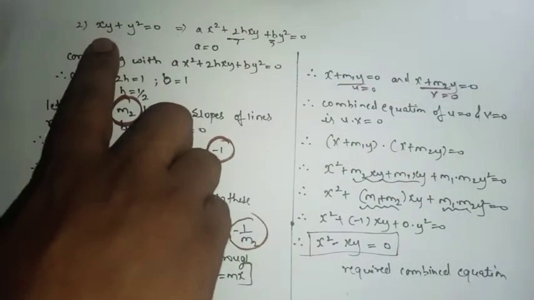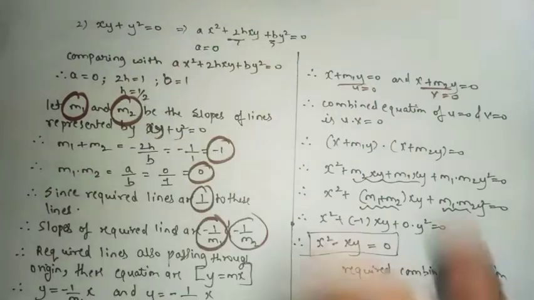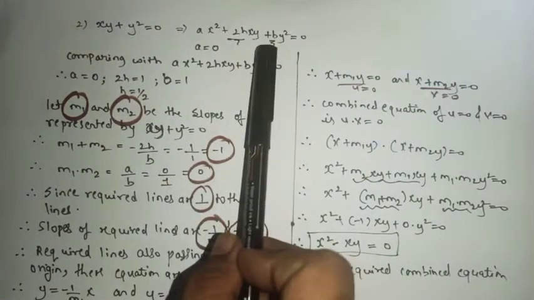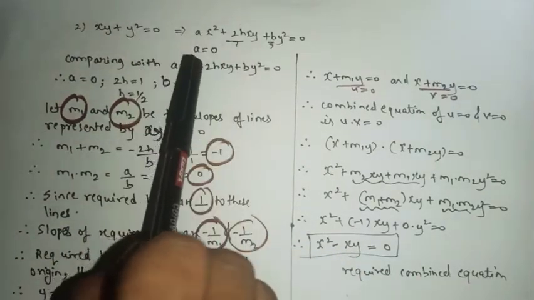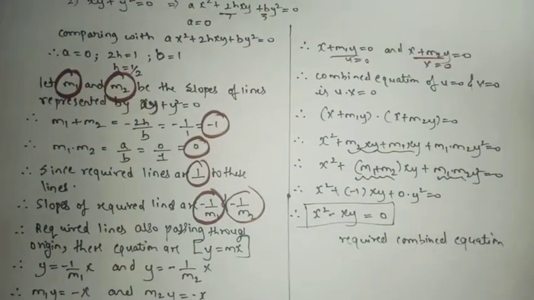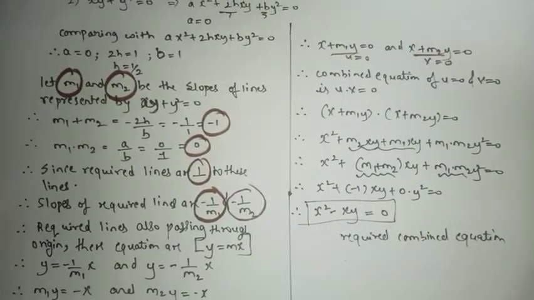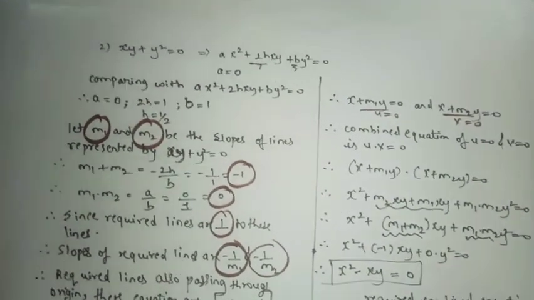So here in the second sum, the coefficient of A is absent. When B is absent, we cannot apply this method. When A is absent, we can apply. Okay, can you see we got the answer, that is x square minus xy equal to 0. Now we'll move on to the next one.